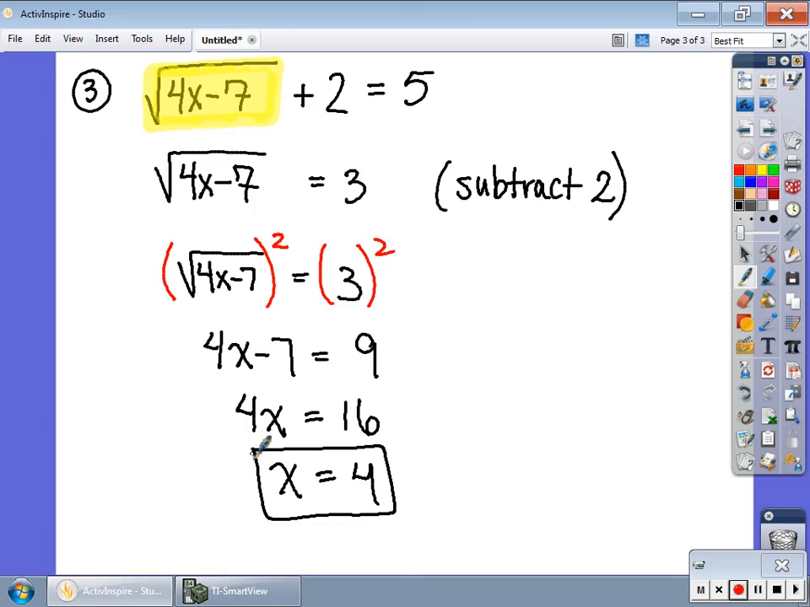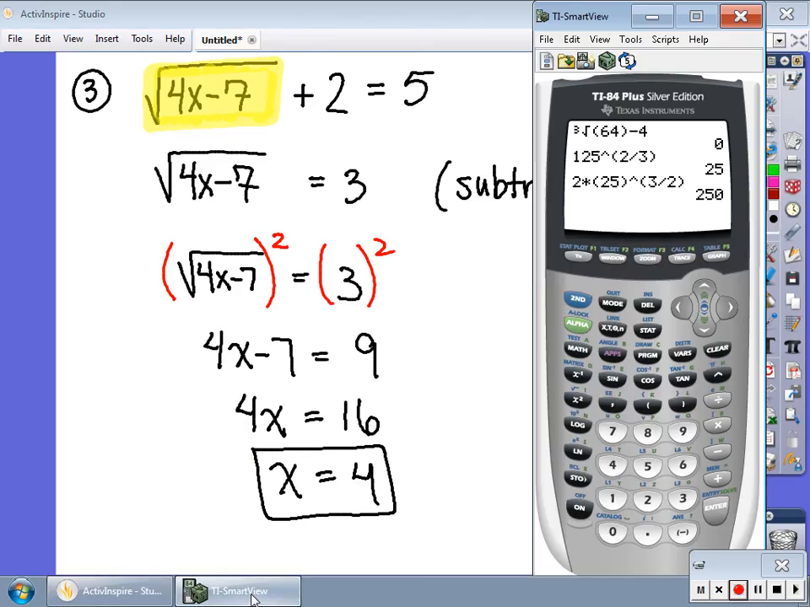Okay, now let's check our answer. Come back over here. We're going to be plugging 4 into x. So we have the square root of 4 times 4 minus 7. Now because that's the end of the square root, I need to close my parentheses, and then I need to add 2. And we get 5. So we're good to go.